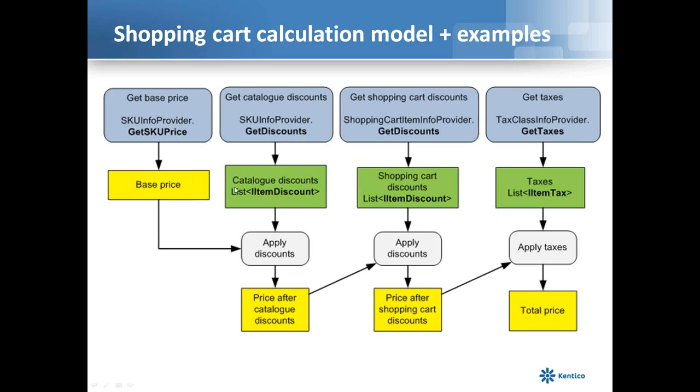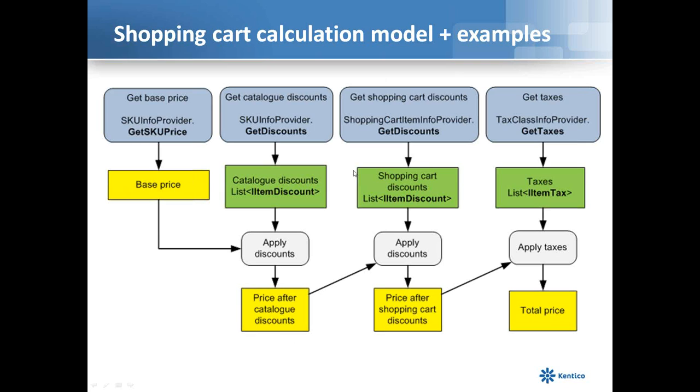How does it work? It simply returns the list of the discounts which should be applied. So all you need to do is only populate the list with the discounts. You don't have to care about applying the discounts and stuff like that. You only need to initialize the list of the discounts which should be applied. I will also demonstrate it later. So once the catalog discounts are applied to the base price, we have a price after the catalog discounts.